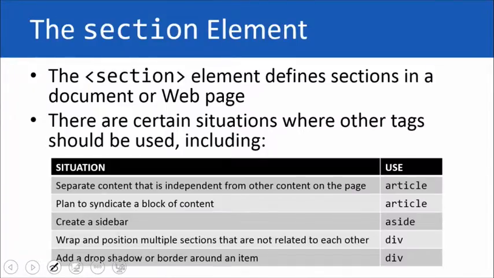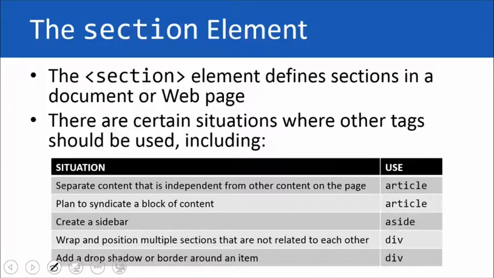Next, let's talk about the section element, right? It defines just sections of a page. So if you have a left section, a middle section, and a right section, it can definitely be used to identify those things. But sometimes it's not always an appropriate thing to use. If we have content that's separate from other content on the page, then we want to use the article tag, right? You could also use the aside tag as well, right?